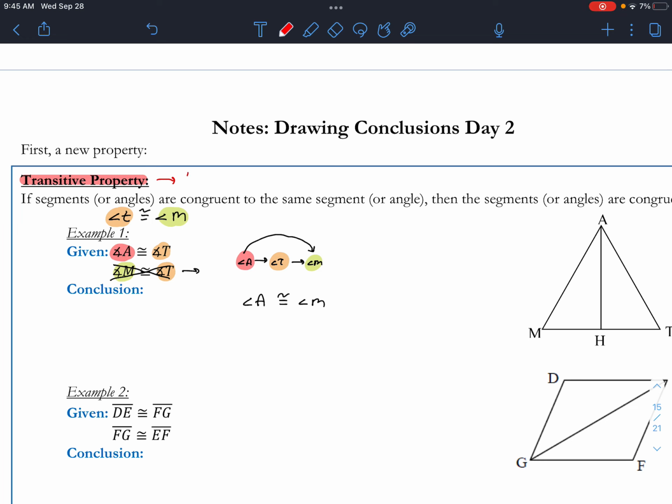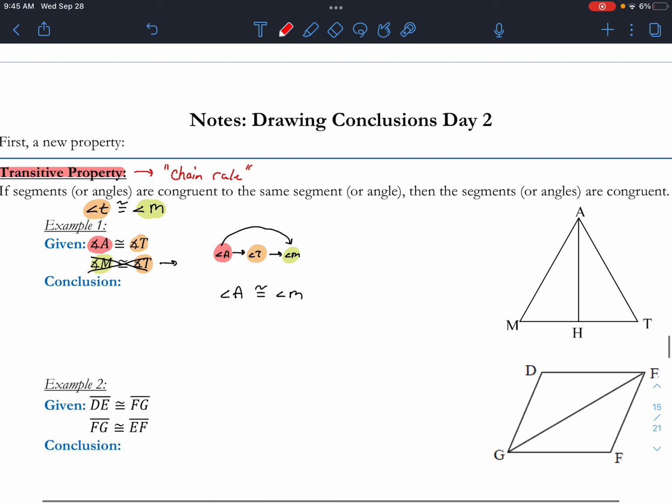We will probably utilize the word transitive a little bit more, but I do think of that as the chain rule. That's pretty much what this is saying. So if we looked at our picture, they were saying, well, angle A up here, terrible name for that angle because there's technically 3 angles there, but we'll roll with it. Angle A was congruent to angle T. Then they said that angle M and T were the same, but if T already has the symbol that we see here, we just repeat that symbol.